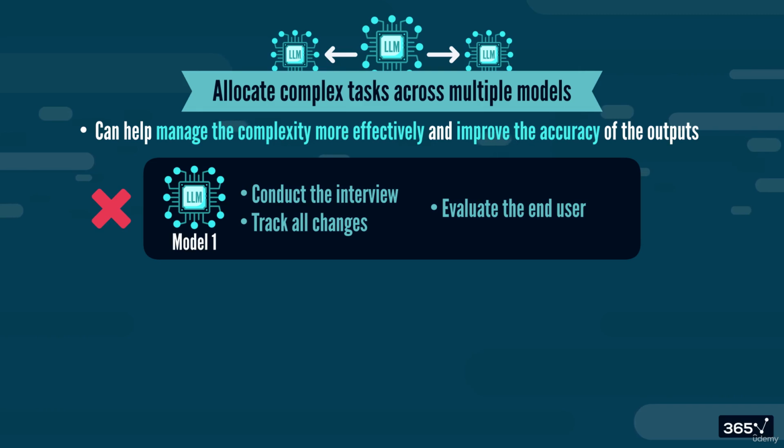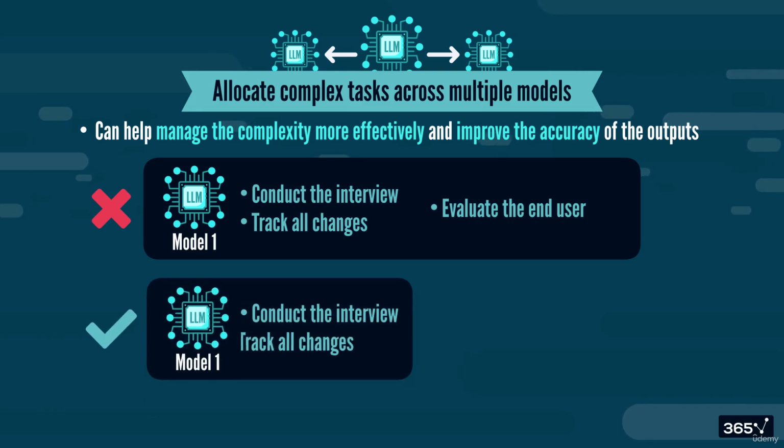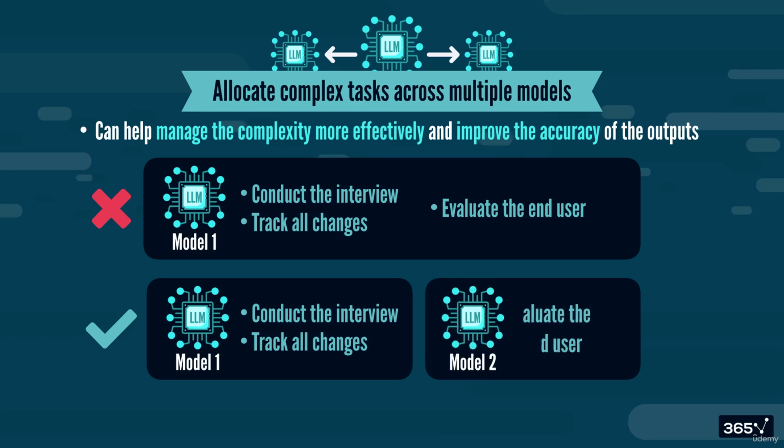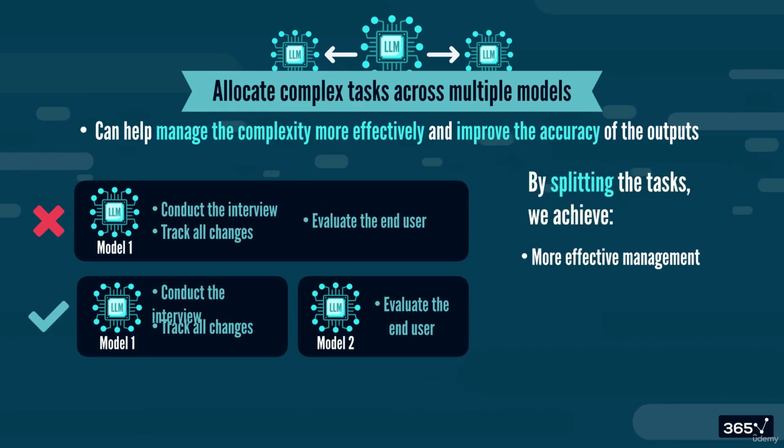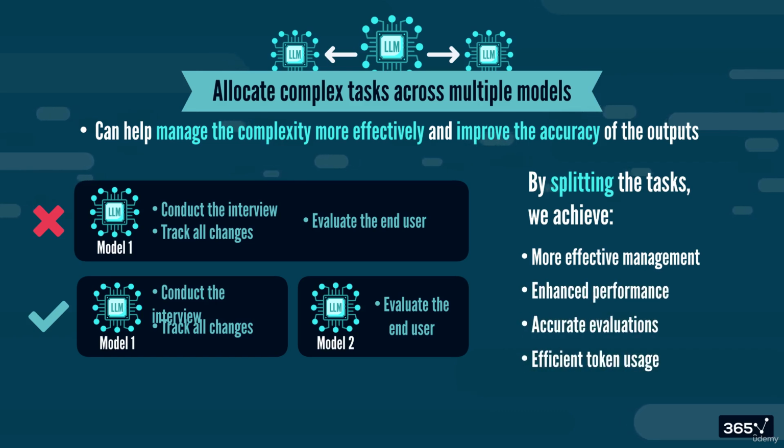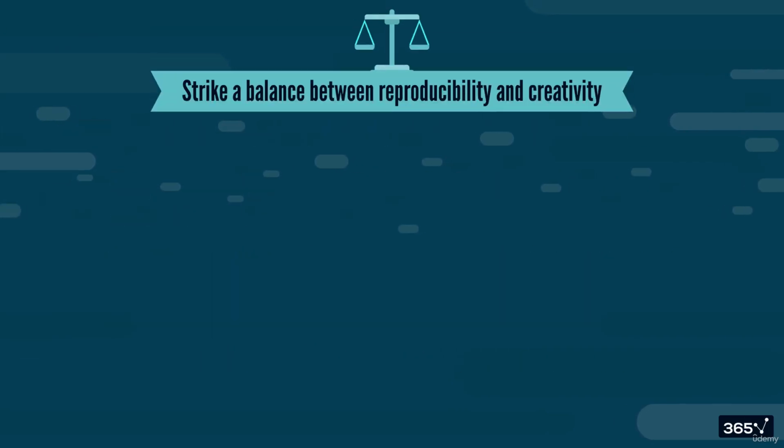Therefore, it would be best to divide the process into 2 separate prompts. One prompt would focus on conducting the interview, ensuring the conversation flows naturally and all necessary questions are asked. The other prompt would handle the evaluation, analyzing the responses and providing feedback based on the user's performance. By splitting the tasks, we can manage each tool aspect more effectively, leading to enhanced performance, accurate evaluations, and efficient use of tokens. Strike a balance between reproducibility and creativity.